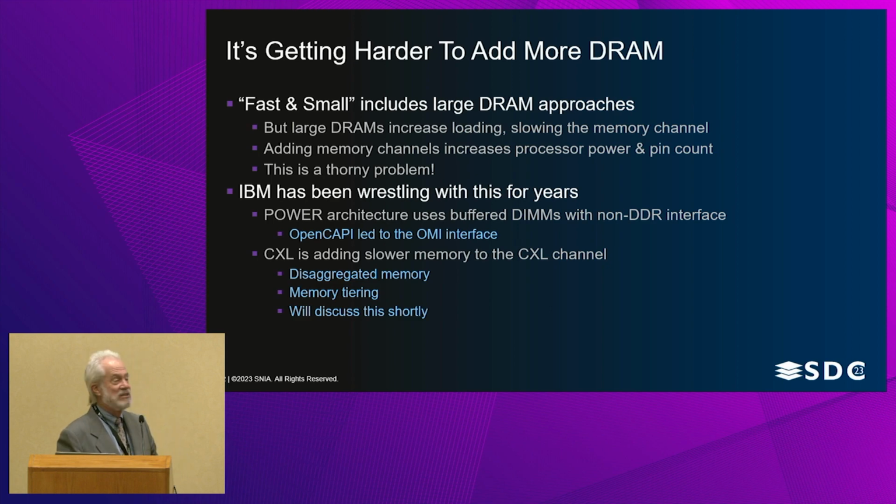IBM's been trying to find solutions for this for years. And in their Power architecture, they use something called OMI, the Open Memory Interface. It's a non-DDR interface. And so they'll take DDR memories, stick them on something like a DIMM, but larger, with a controller. And then that controller is what talks to the processor through the processor's PCI port. So that's the OMI interface. The OMI interface has now been turned into a part of CXL, that they acquired the rights for this. But CXL, the original CXL, is about adding slower memory to the memory channel through CXL.